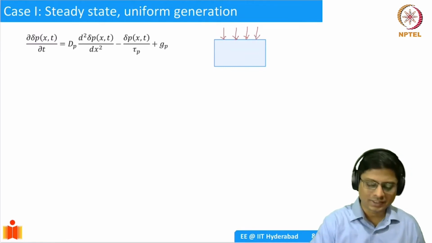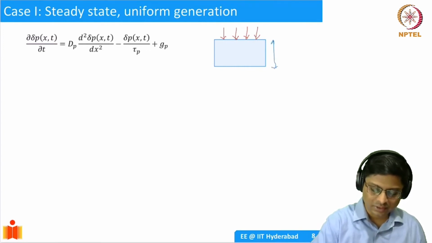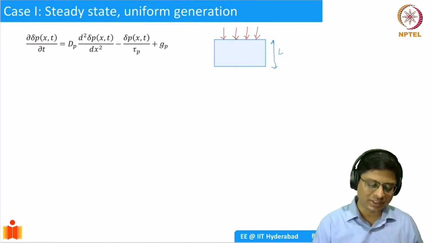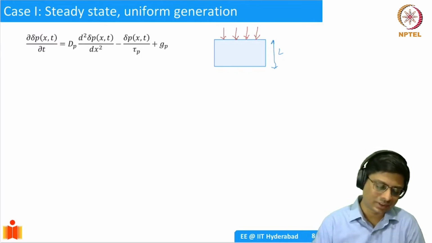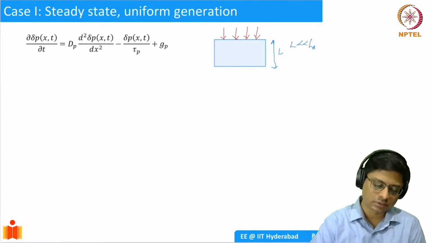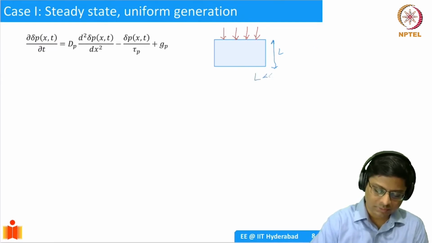Okay. Let's assume this is the thickness of the semiconductor, L. I'm drawing it in 2D, but it is equally applicable to 3D, because I'll only need to look at the carrier flow in one direction here. So let's assume that L is much smaller than the absorption length, L absorption.